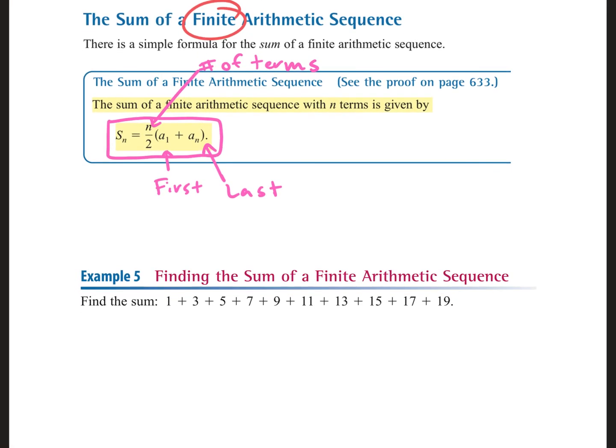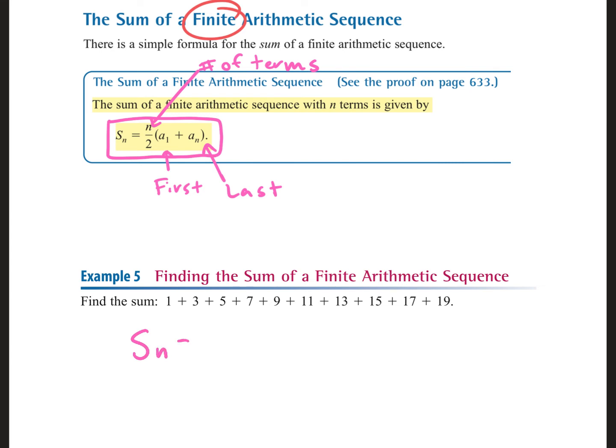So let's look at number 5. We could sit here and add 1 plus 3 plus 5 plus 7 plus 9 plus 11. But when you get to a whole bunch of terms, it's going to take a long time, and you won't have time for that on the test. So we use this formula.